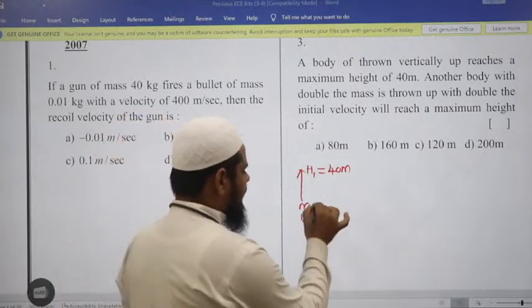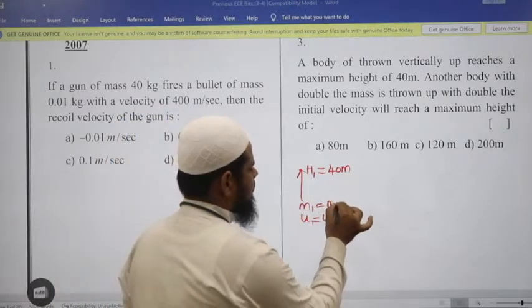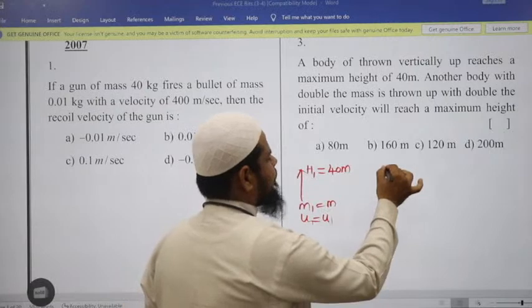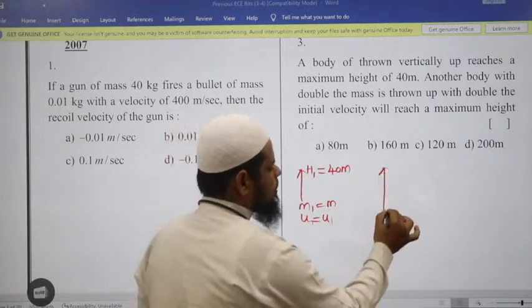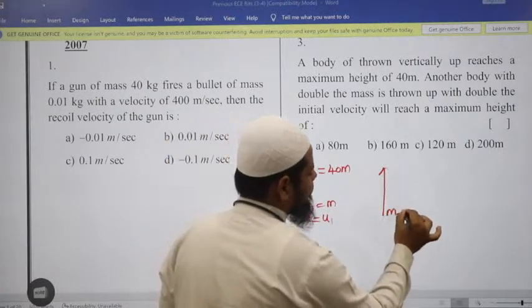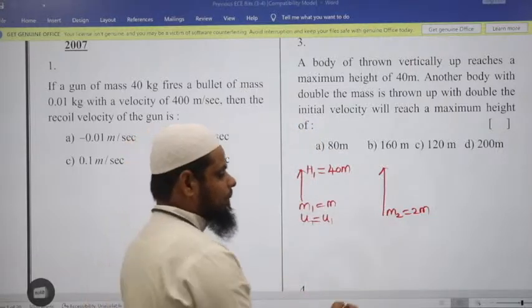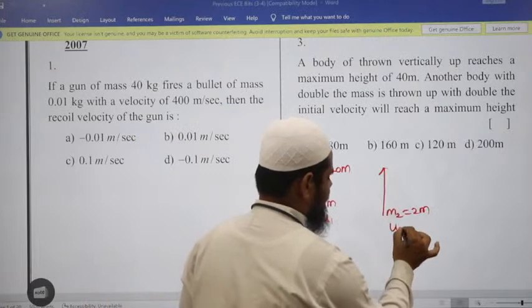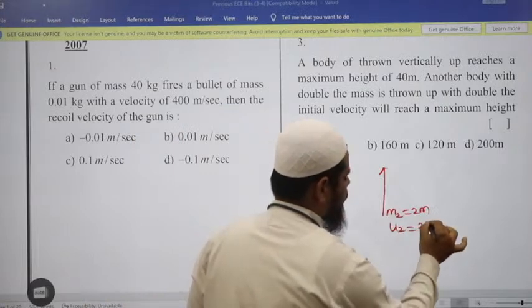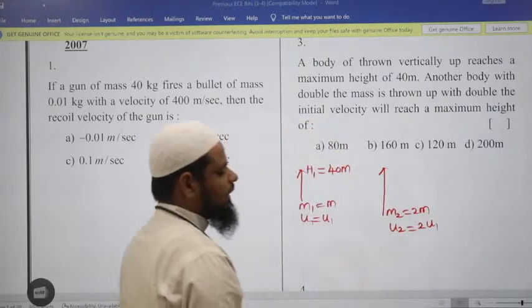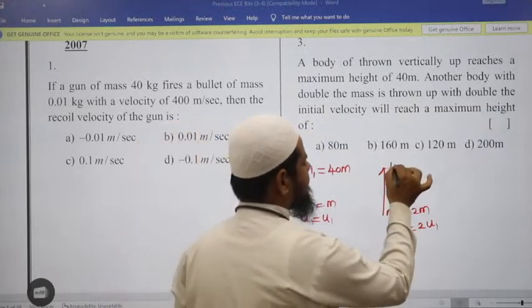Now m1 is m. The second time, what I am doing is, mass is doubled, 2m, and the velocity is also doubled, 2u1. In that case, what would be the height?